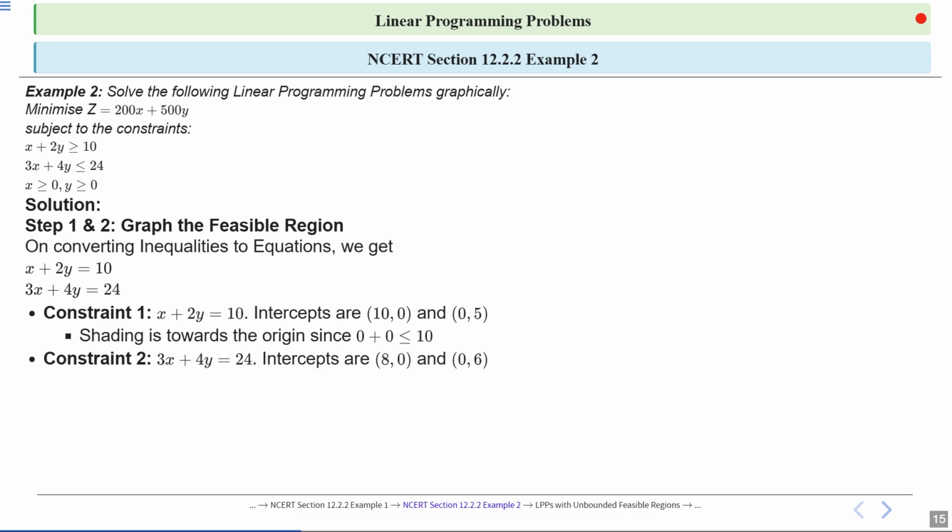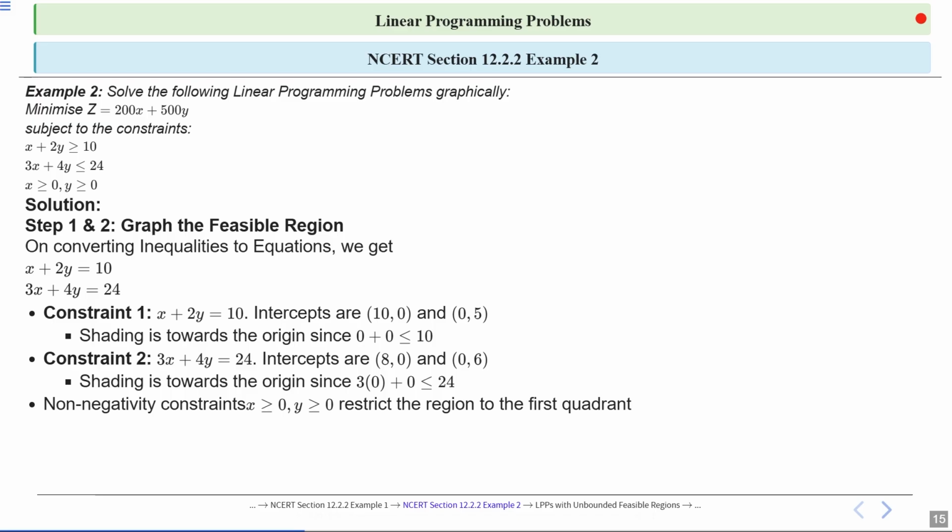And look at constraint 2. So 3x plus 4y equals 24. The intercepts of 3x plus 4y equals 24 are (8, 0) and (0, 6). So the shading is towards the origin since 3 times 0 plus 0 is less than or equal to 24. So now check the non-negative constraints. Here x is greater than or equal to 0 and y is greater than or equal to 0, and it restricts the region to the first quadrant.